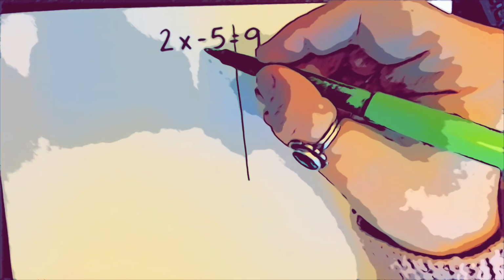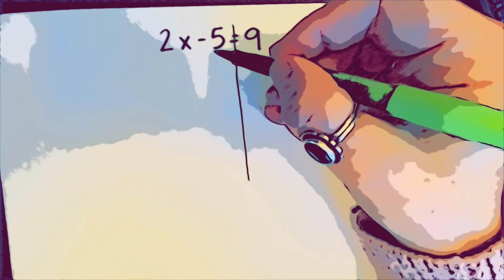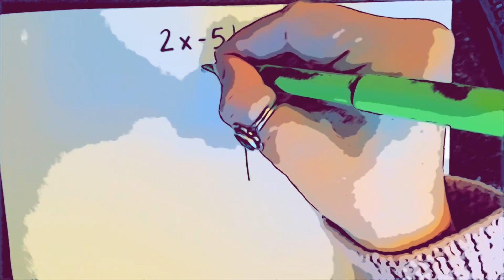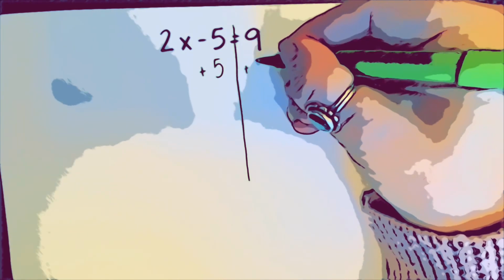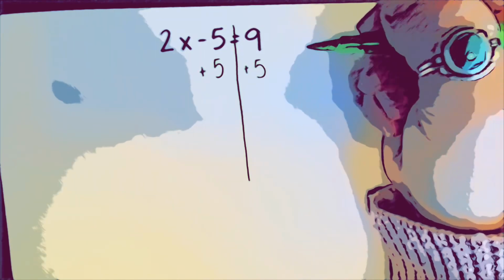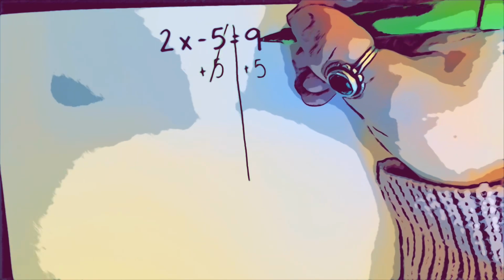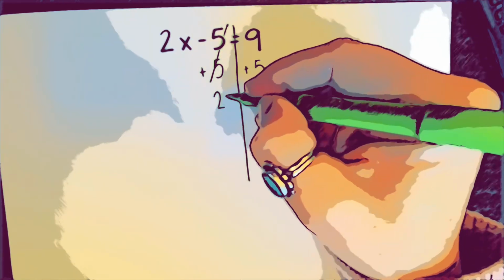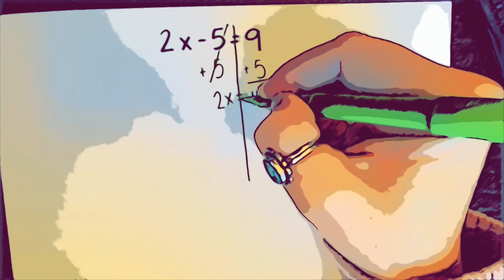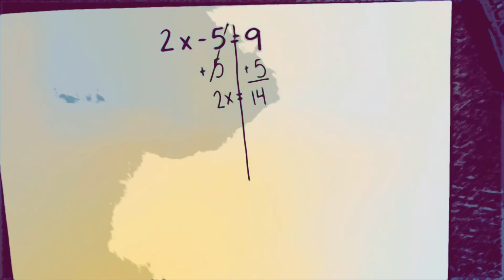So if we have a minus 5, the opposite of minus 5 is plus 5. So I'm going to add 5. If I add 5 on this side, I'm going to add 5 on this side. So the negative 5 and the positive 5 cancel each other out. And over here I have 9 plus 5, and we know that that equals 14. So I'm going to bring my 2x down here because that's what I have left. And I have 2x equals 14.